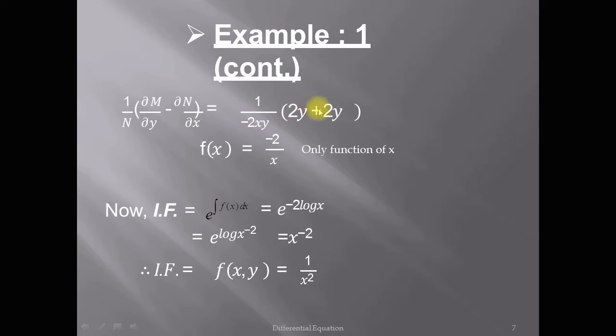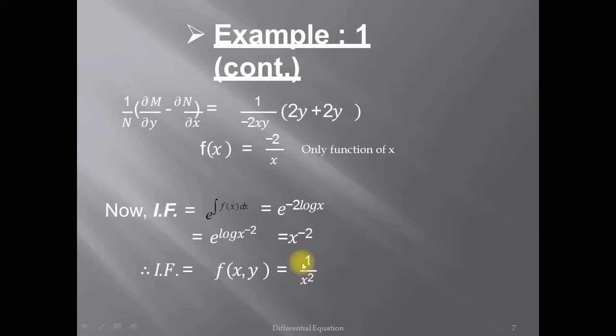Now adding these two terms, we get 4y. 4y divided by minus 2xy, we get minus 2 by x. So the result of this expression is only a function of x. So we can find the integrating factor by this formula: e power integration of this function with respect to x. The integration of minus 2 by x is minus log of x. So e power minus log of x is equal to x power minus 2. So we get the integrating factor for the function is 1 over x square.